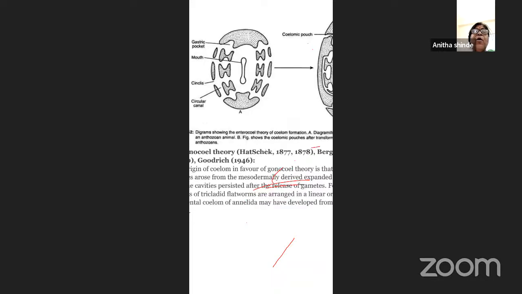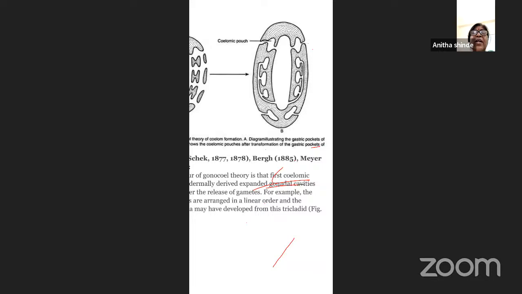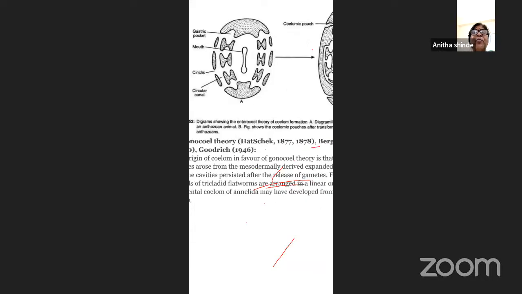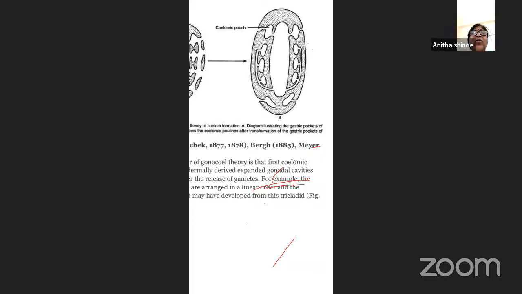So this is the gastric pouch. Here it is the mouth. Okay, and you have the circular canal. And here in this case, these are the coelomic pouches. Here is a diagram illustrating the gastric pouches of an anthozoan animal. Here it is showing the coelomic pouches, how it is. Then you have the gonocoel theory.